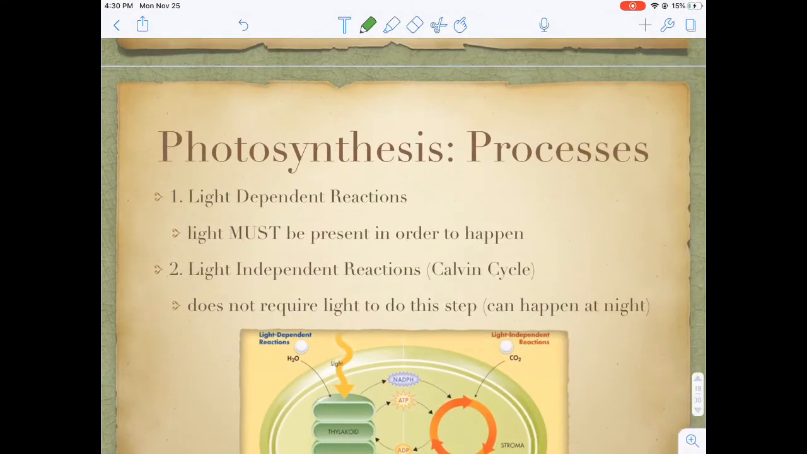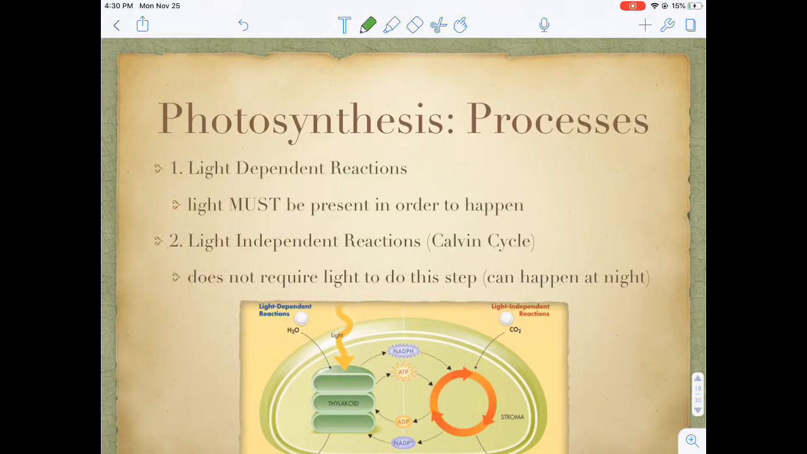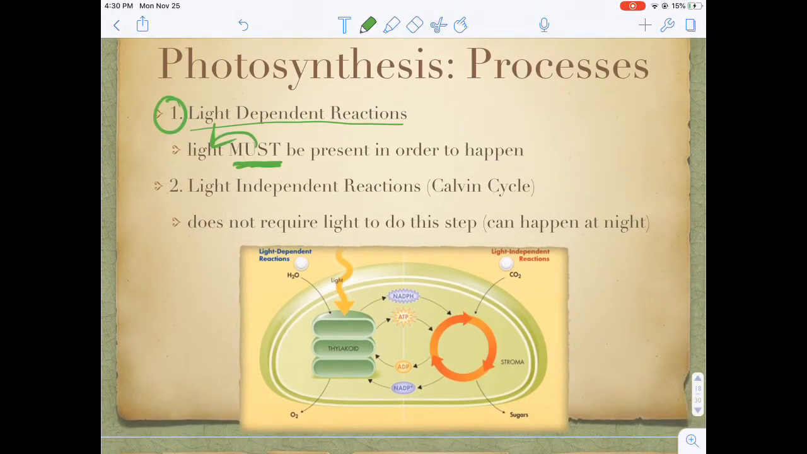Okay, so the process of photosynthesis, like I said, it's got two parts. The first part is light-dependent reactions. What it means is that it must have light in order for this part to happen. The second part is called light-independent reactions. So they're independent, they do not require light in order to do this step. So this is typically the part of photosynthesis that happens at night.